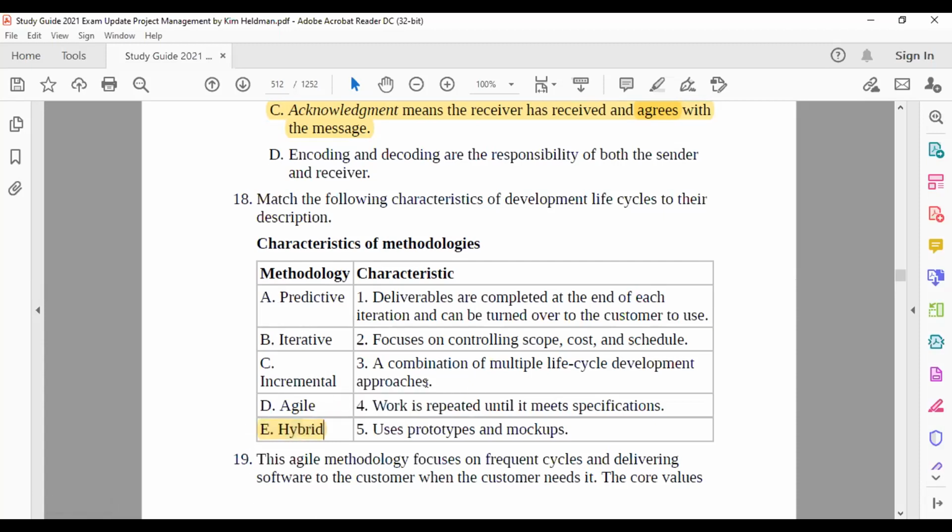Hybrid, multiple, agile, until you complete. Incremental, at the end of iteration, give the deliverable, MVP. Iterative, prototypes and mocks. And predictive, focus on controlling scope and schedule.